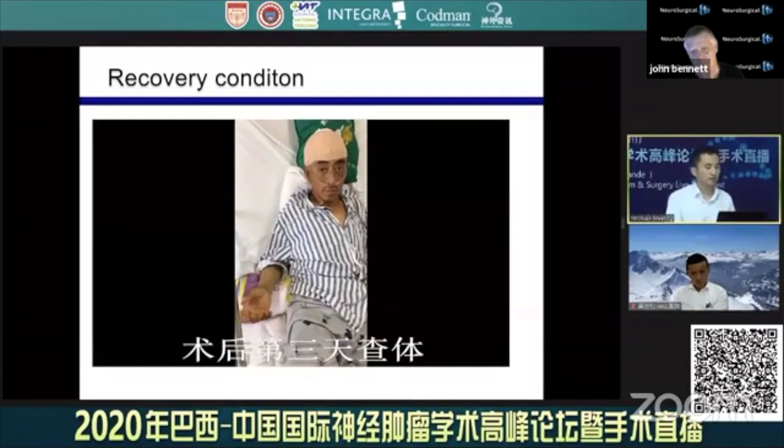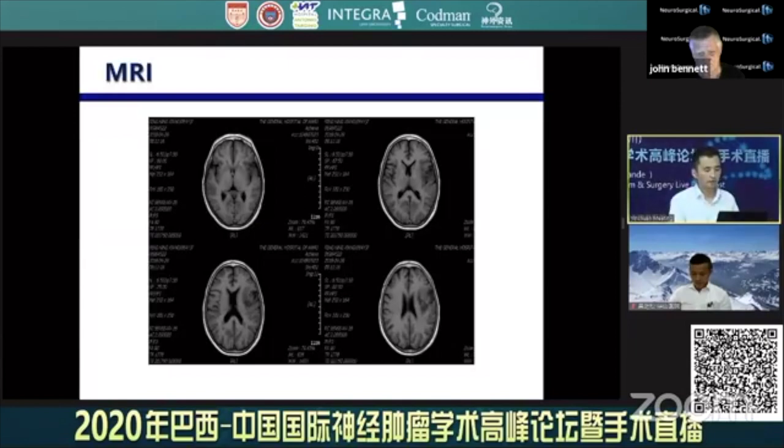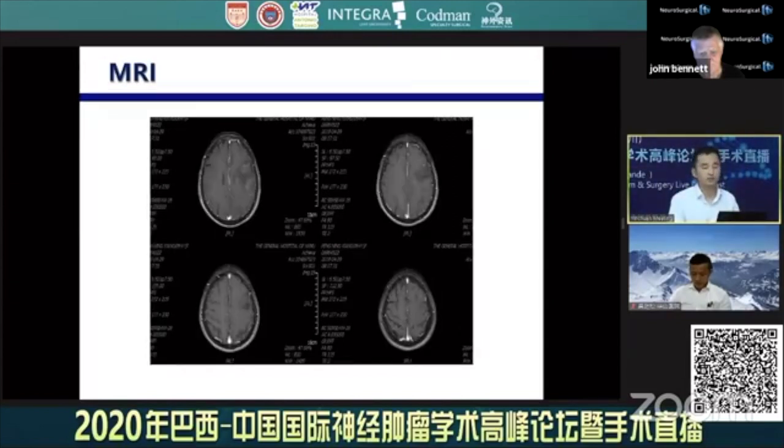The second case, the brain tumor is near the language cortex. This is a 63-year-old female. The preoperative diagnosis is glioma and the secondary epilepsy. This is our preoperative MRI. The preoperative diffusion tensor imaging.